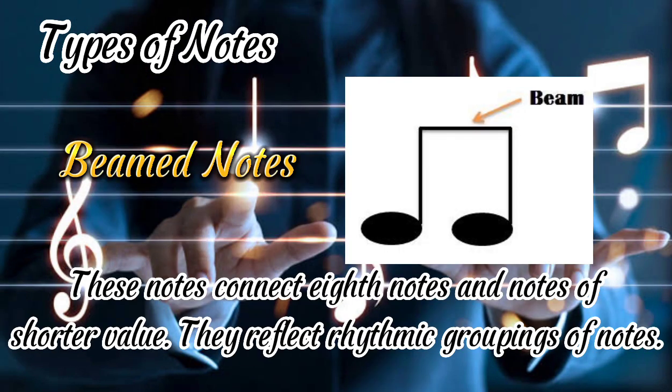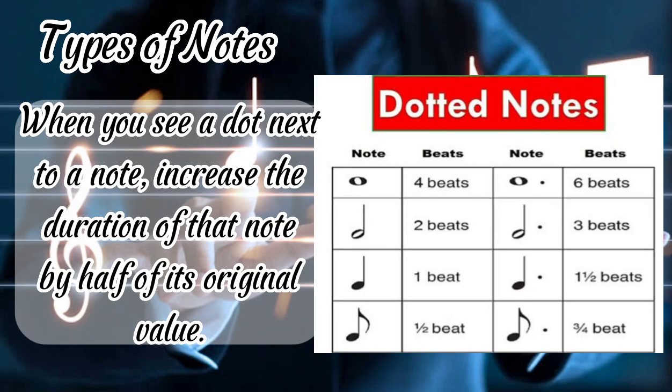Next is beamed notes. These notes connect eighth notes and notes of shorter value. They reflect rhythmic groupings of notes. Last is dotted notes. When you see a dot next to a note, increase the duration of that note by half of its original value.